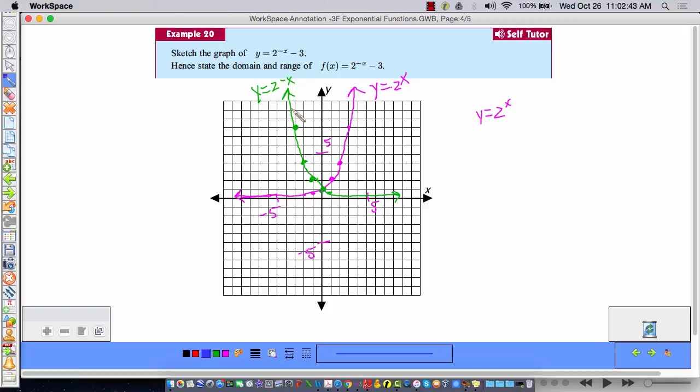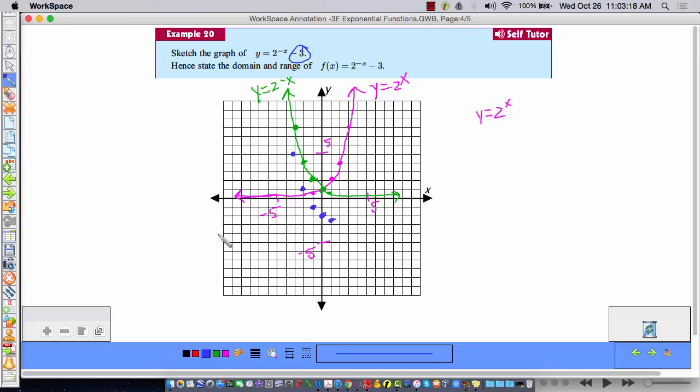It's going to just drop this entire graph down 3 units. So I'm going to take every point and move it down 3 units. 1, 2, 3. 1, 2, 3. 1, 2, 3. And I get a pretty good idea here. I better do this one, the half, just so I can see. 1, 2, 3.